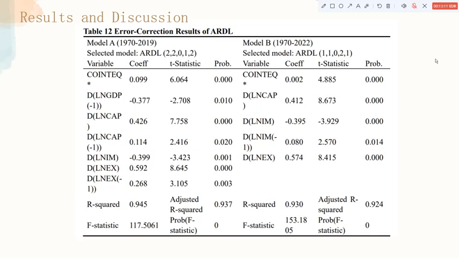Both models A and B show that the error correction term coefficient is significant, indicating that the residuals are significant. Combined with the previous test results, it can be seen that in model A, before the outbreak of the epidemic, there is a strong granger causality relationship between GDP and capital, imports and exports. But in model B, which is affected by the epidemic, there is no strong granger causality.